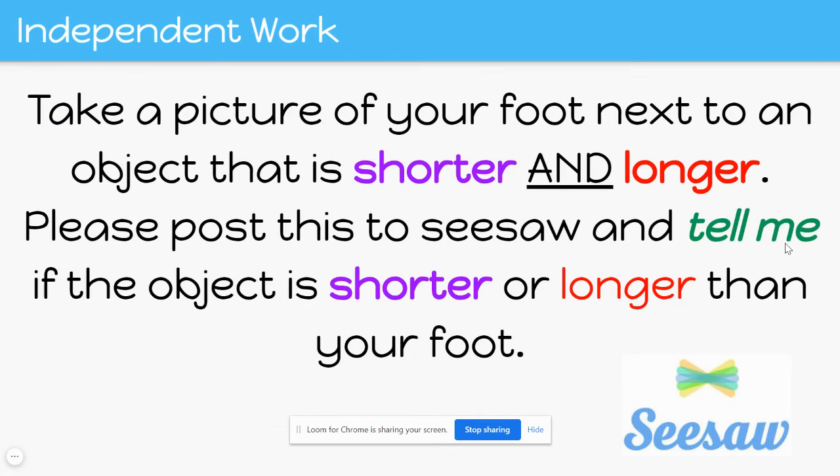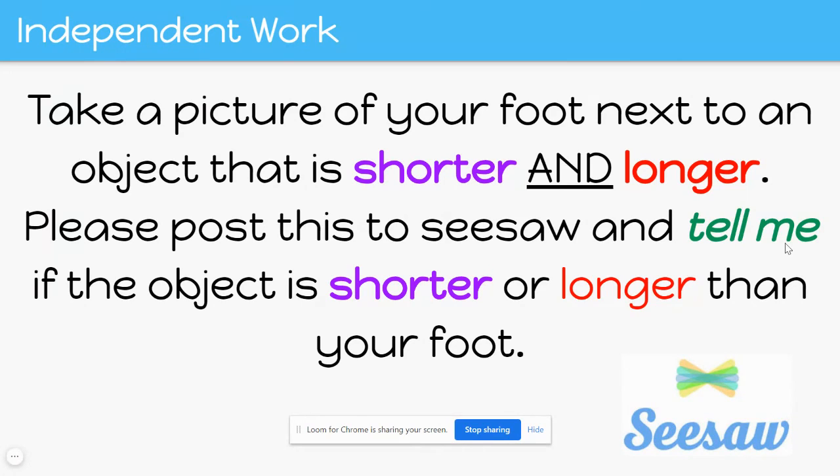For your independent work today, what I want you to do is take a picture of your foot next to an object that is shorter and longer than your foot. Then I want you to go on Seesaw, remember, on your student account, and you're going to tell me if that object is shorter or longer than your foot.